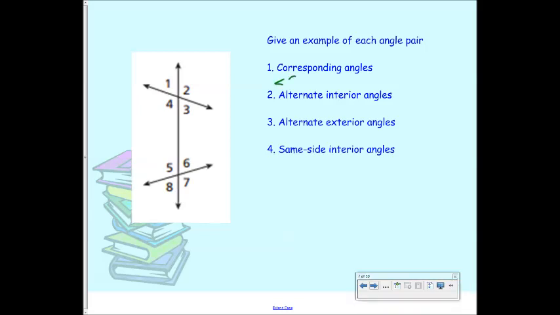All right, which one corresponds to 2? 6, why? It's in the same position. 2 is on the top right, 6 is on the top right. Which one is alternate interior to 2? Oh, sorry, 3. 5, very good. So angle 5. Which one is alternate exterior to 7? 1, because it's opposite and also outside. And then which one is same side interior to 5? 4. Good. All right.